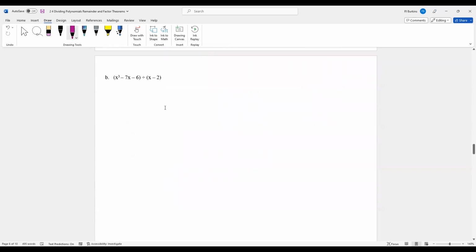Here I have x cubed minus 7x minus 6 being divided by x minus 2. This is already in the correct form of x minus c, so c is 2 in this case. I put that on the outside of my synthetic division. Then I need my coefficients on my terms. Notice I do not have an x squared term, so my coefficient's going to be 0. So I have 1 on x cubed, 0 on x squared, minus 7 on x, and then minus 6.